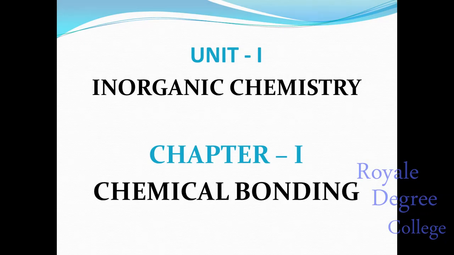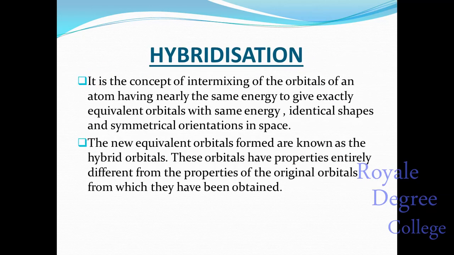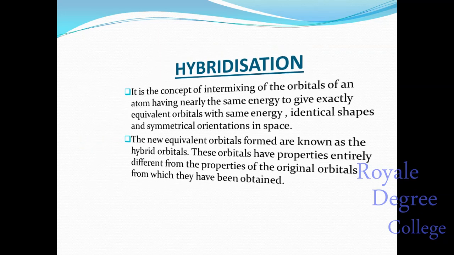As we are dealing with Inorganic Chemistry Chapter 1 Chemical Bonding, today we'll study about hybridization and types of hybridization. Hybridization. It is the concept of intermixing of the orbitals of an atom having nearly the same energy to give exactly equivalent orbitals with same energy, identical shapes and symmetrical orientations in space. The new equivalent orbitals formed are known as the hybrid orbitals. These orbitals have properties entirely different from the properties of the original orbitals from which they have been obtained.